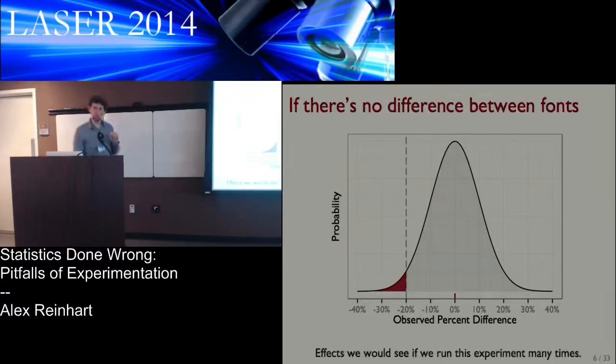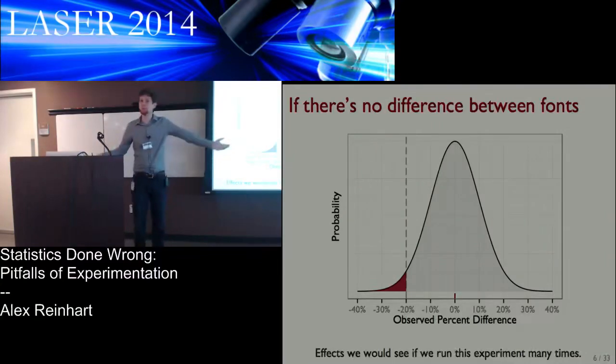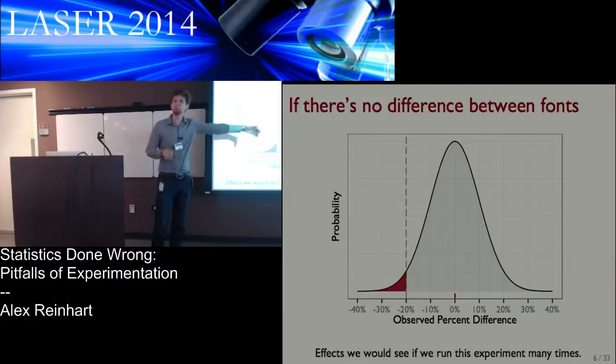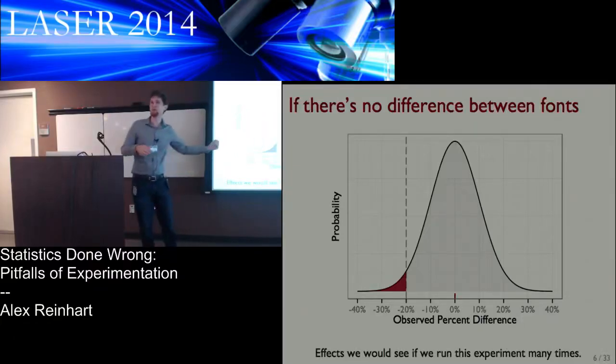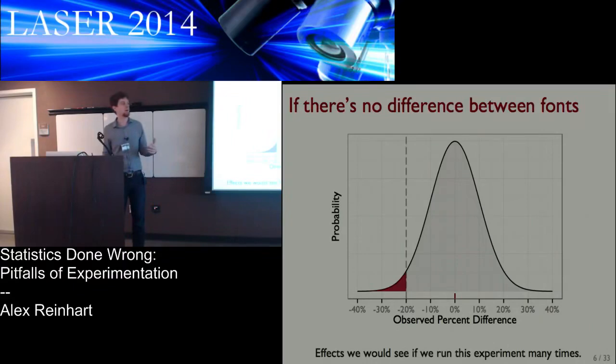So this is the experimental outcomes you would expect if font didn't matter. The most likely outcome is that there's zero difference between the two groups because font doesn't matter. That's the most likely outcome, but there's some random variation. So you could sometimes see a 10% increase in disclosure, or a 10% decrease in disclosure when you run the experiment. I've highlighted here in red the area of decreased disclosure caused by this hard-to-read font, which happens only 5% of the time or less.